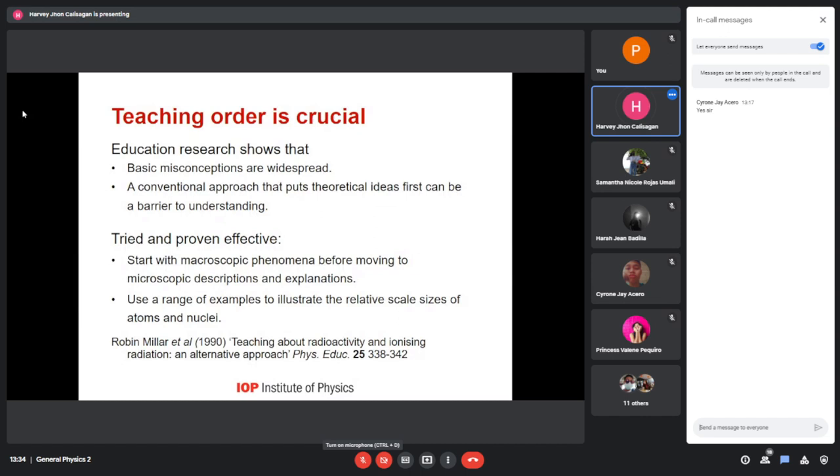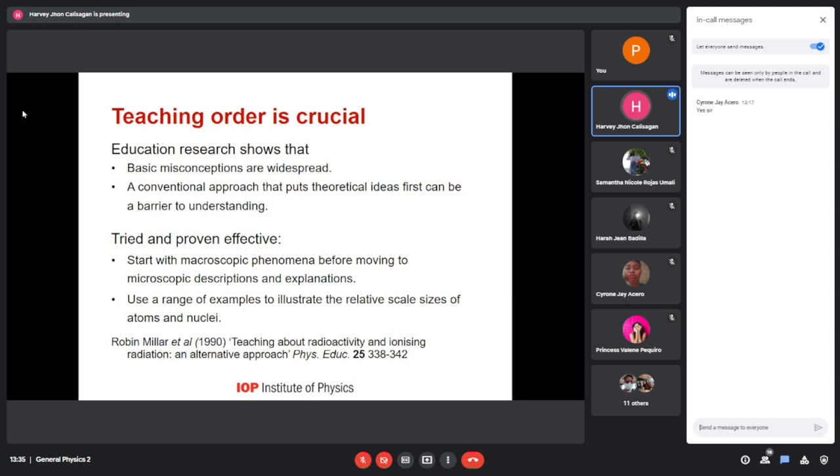Now, what is more on educating yourself about radiation? Take note that the concepts of radiation were already tried and are proven effective. Why? Because it started from a macroscopic phenomenon, and then after discovering the existence of this specific concept about radiation, we navigated the concept through microscopic description and explanation. That's the reason why we now have different types of radiation. We have the natural and the man-made.